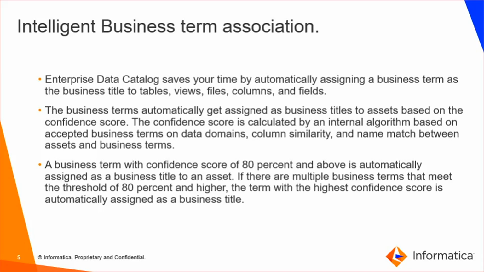Let's understand what intelligent business term association is. EDC lets you assign a business term as a business title to a table, view, etc. automatically. These automatic assignments are done based on what is called a confidence score. There is an internal algorithm which calculates the confidence score. A business term having a score greater than 80 is automatically assigned as a business title. And in case of a score conflict between an Axon object and a business glossary term, the Axon object takes precedence.